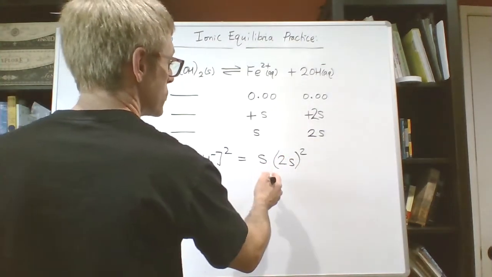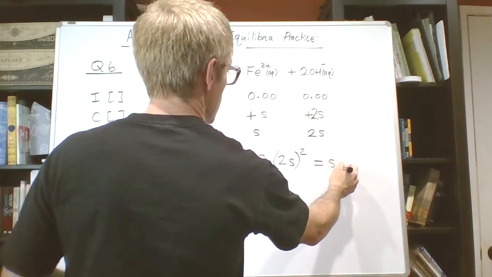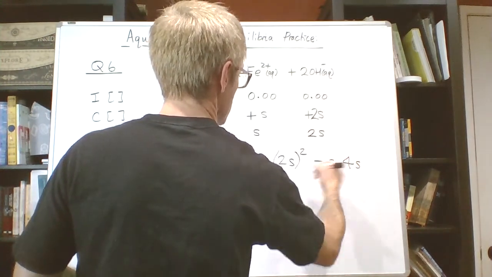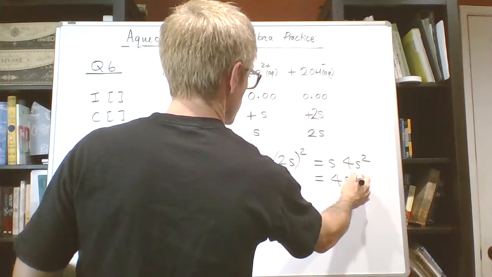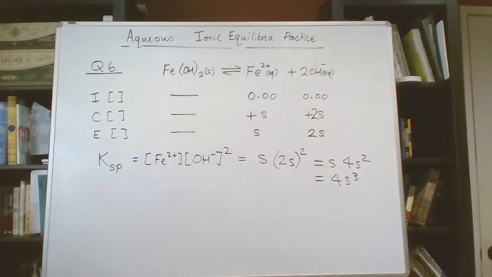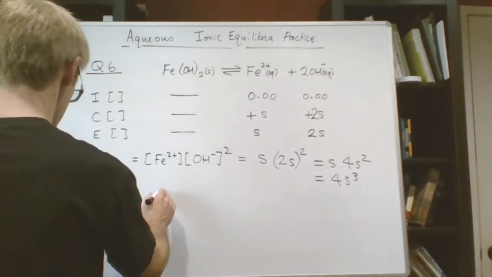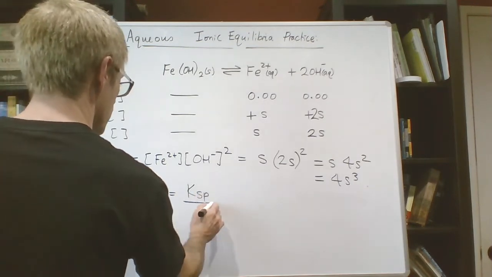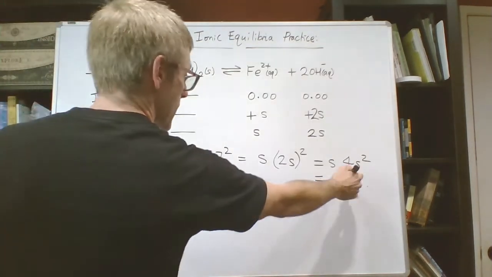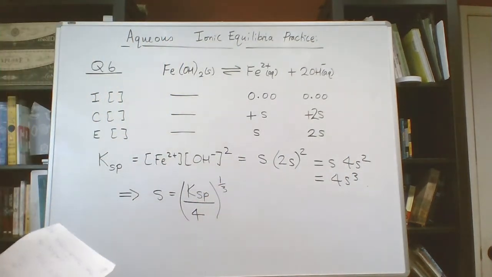So the square hits the 2 and it makes it a 4. So this whole thing equals S times 4S squared. So this whole thing is equal to 4S cubed. So if I solve for S, S is the solubility product constant divided by 4. And then to get rid of the cube, I would cube root the whole thing. So raise it to the 1/3 power to cube root.